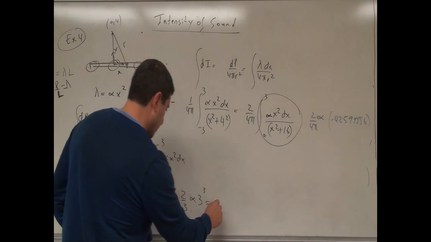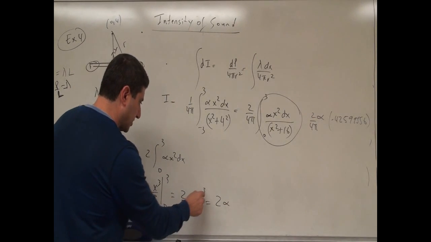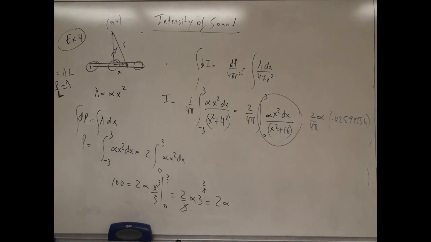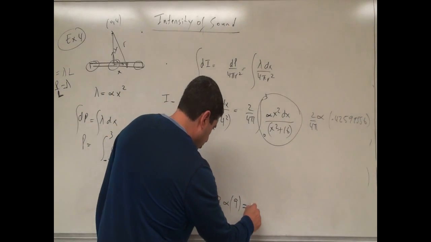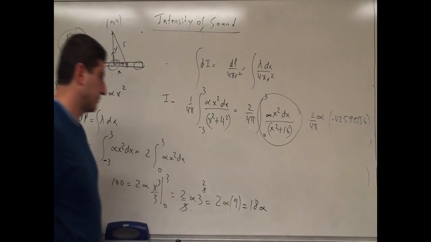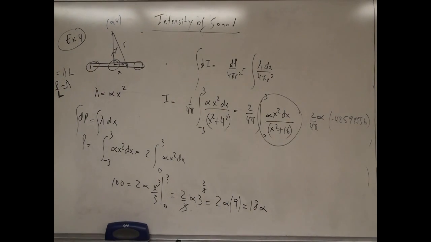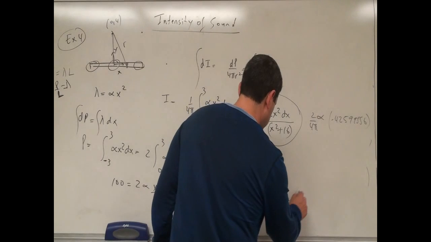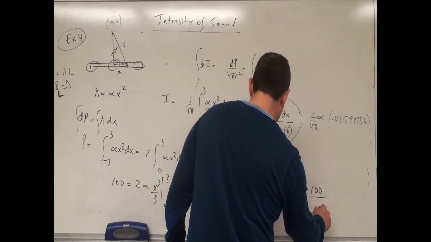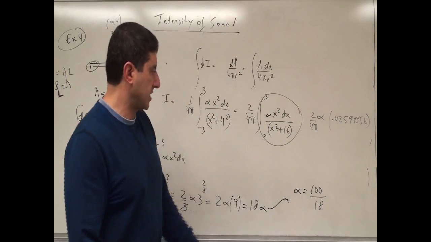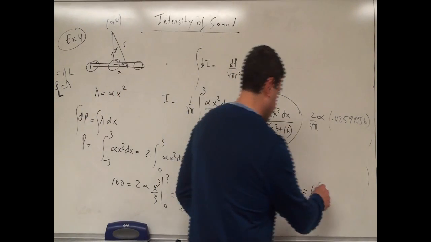So then you're going to have what? 2 alpha, and one of the 3's cancels one of the 3's. You have 3 squared, and 3 squared is equal to 9. So that's equal to 18 alpha. Therefore, we can calculate alpha from there. Alpha is equal to 100 over 18.